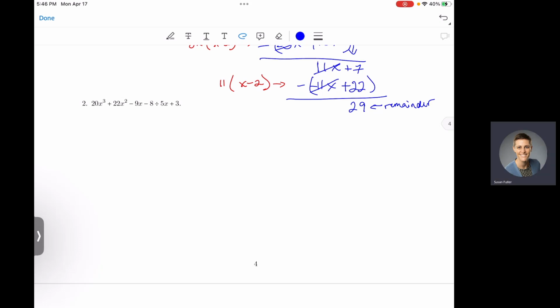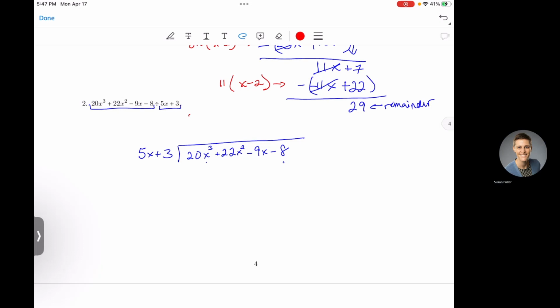All right, so here we go. We have our dividend here divided by our divisor. So I'm going to set up my division bar. I'm going to put my dividend inside: 20x to the third plus 22x squared minus 9x minus 8. And again, I did not have to reorder because it's already from greatest power of x to smallest power of x, but you may have to. And my divisor, which is 5x plus 3, goes on the outside. And we're ready to divide.